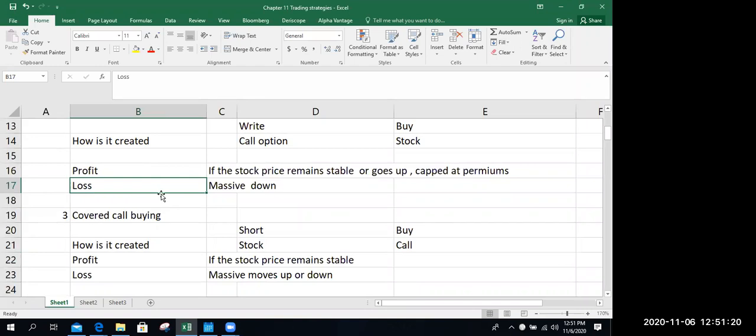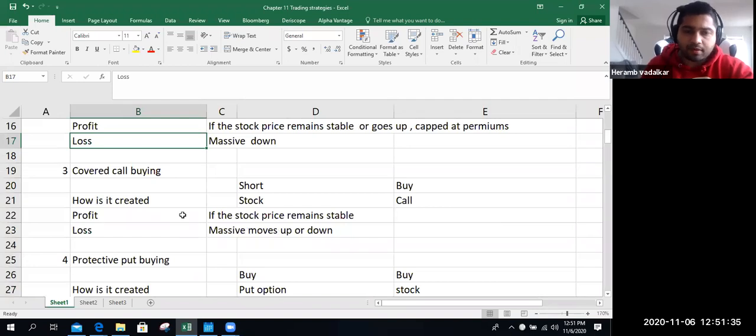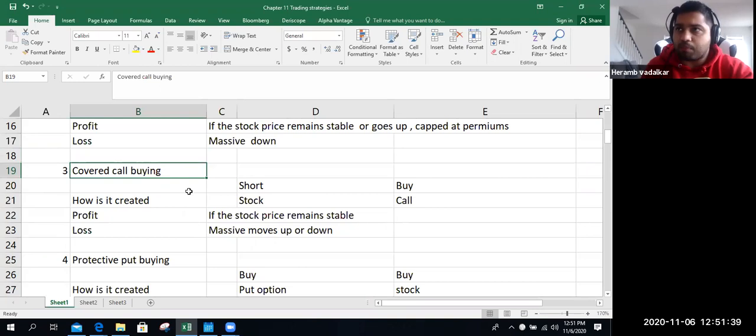Why do you do a covered call? When you think that stock is going to stay same or go up, to collect the premium. It is like renting your stock out. Okay. Next is covered call buying.